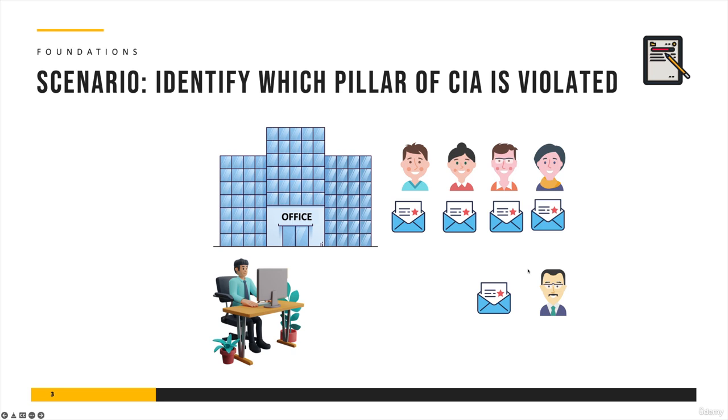So, the correct answer in this situation is confidentiality. Confidentiality is when someone who is not authorized to access certain classified information gains access to it. Now, it doesn't matter whether that person is actually going to exploit that information or not. At this point in time, the confidentiality of your data has been compromised. Okay? Let's move on to the third situation.